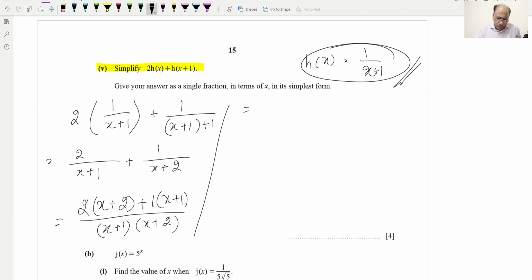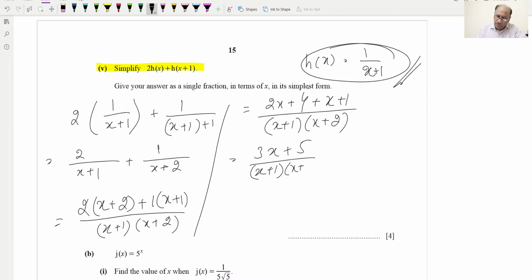Then we can open the brackets in the numerator, so it will be 2x plus 2, and plus this one, 1x meaning x, so x plus 1, divided by x plus 1 into x plus 2. This will be simplified to 3x plus 5, since 2 multiplied by 2 will be 4, divided by x plus 1 into x plus 2. This will be the final answer which we can provide, and this is done for 4 marks.